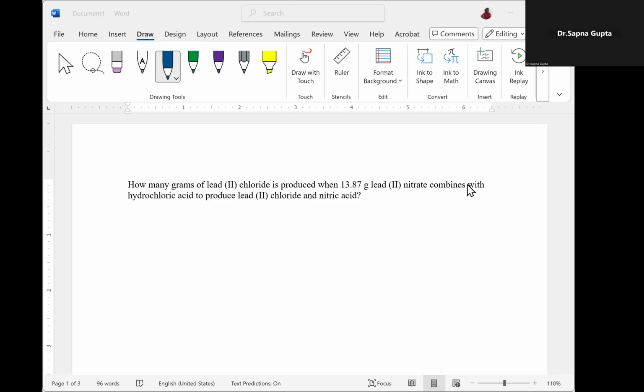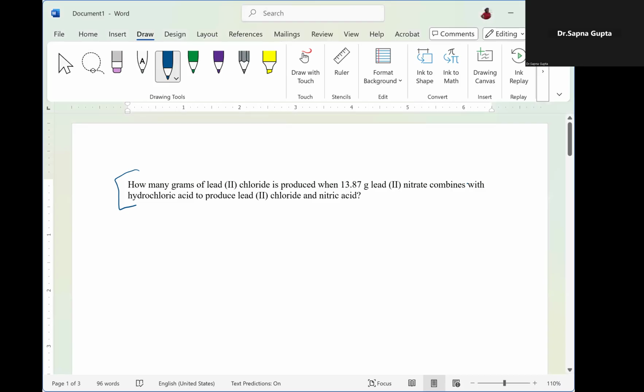All right, so I want to show you the quick way for doing stoichiometric problems, which is that if you are given certain grams, then how much of product you will produce or how much of the starting material you need. So here we have a problem.